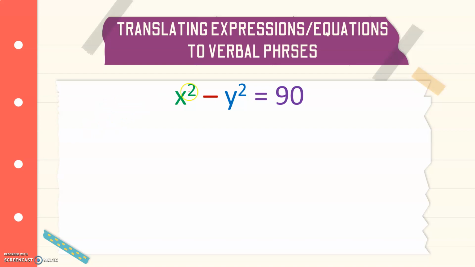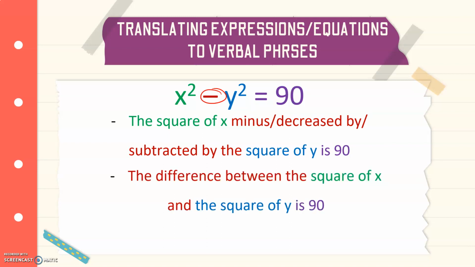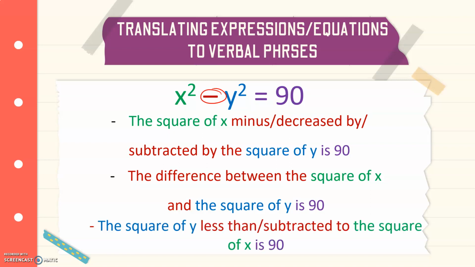Another example, we have x squared minus y squared equals 90. So this will be the difference between two numbers which are squared. Okay, so we have the square of x minus or decreased by or subtracted by the square of y is 90. You can also say the difference between the square of x and the square of y is 90. And last one, we have the square of y less than or subtracted to the square of x is 90.